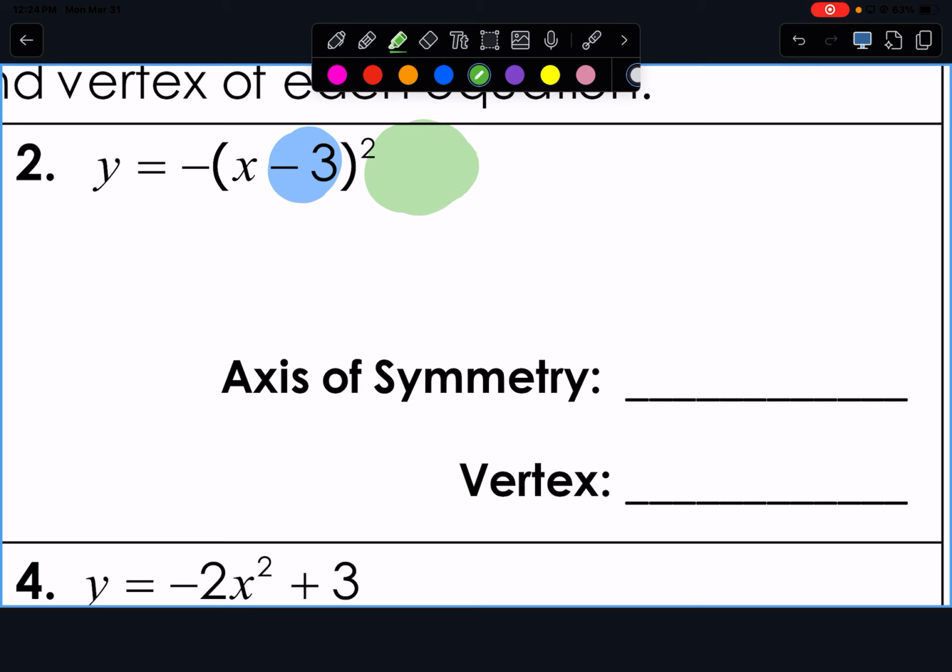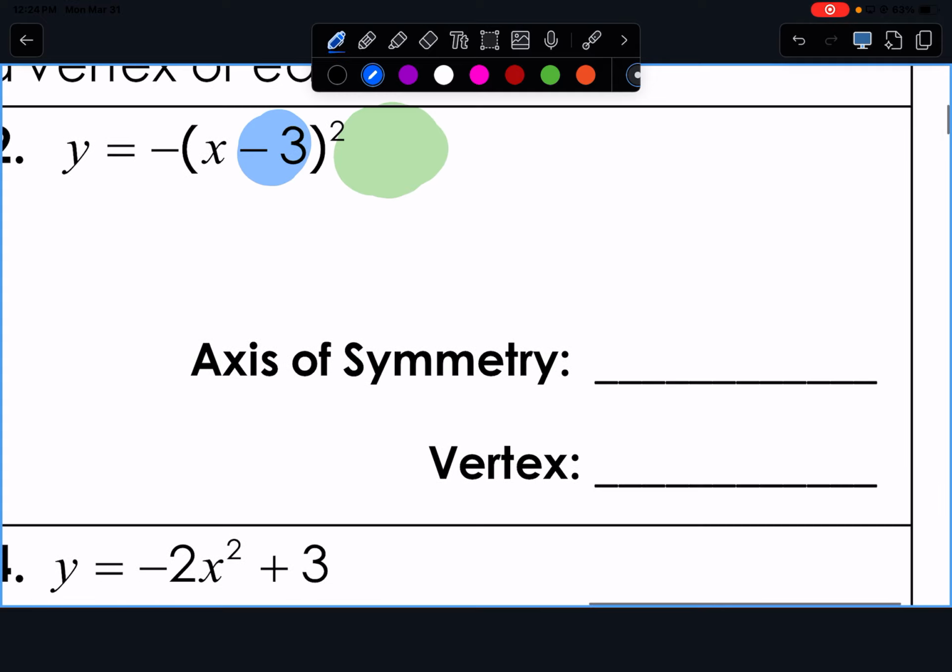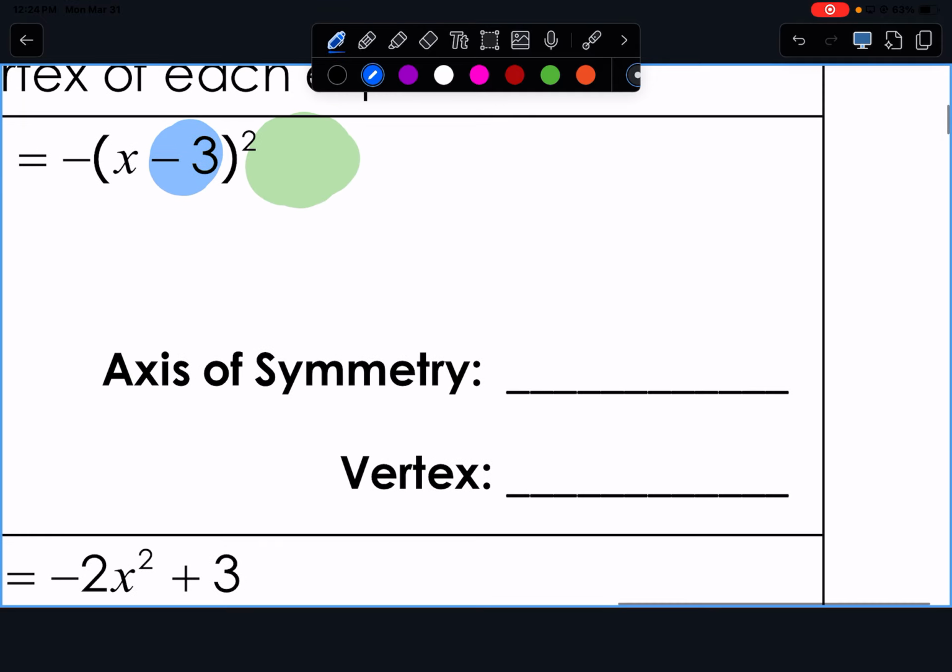So what is my vertex going to be? Nothing, 3. Stay on x. Which direction did we say -3 made it move? Positive 3. So because of that, it's going to go to 3, comma 0, because nothing was outside for it to add to. And so what is our axis of symmetry? 3.